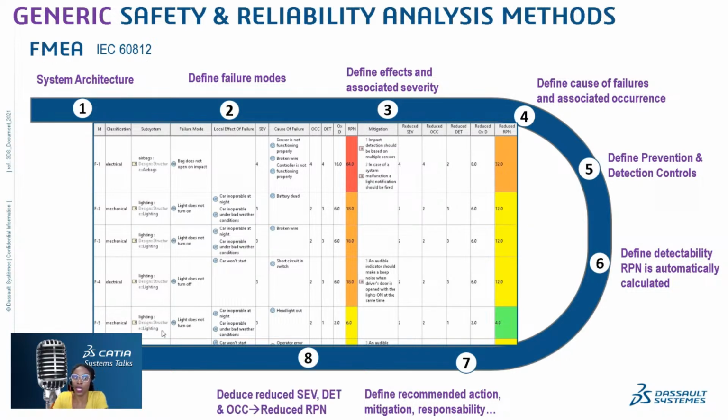From there you have the possibility to deduce reduced severity, reduced detectability, and reduced occurrence. And from those, you will have a reduced RPN. I will show you that you can generate a really good report directly from the tool. Something really important to know is that not only do we have different values for occurrence, detectability, and severity, but they can be customizable.